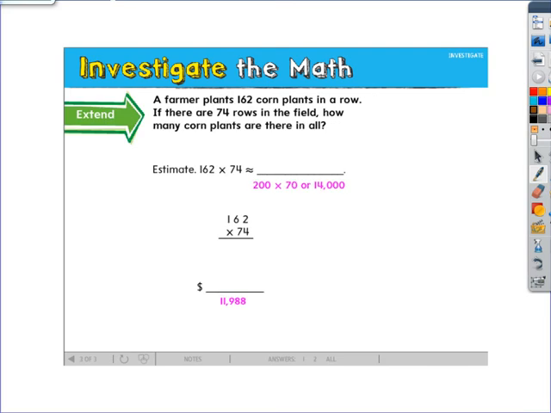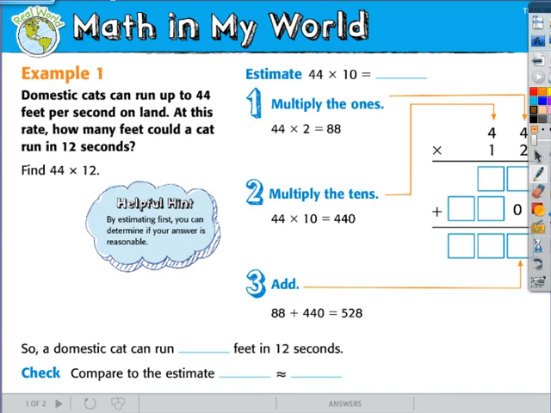Whoa. You are fancy. All right. This is in your math book. Make sure you're copying it down as we go along.